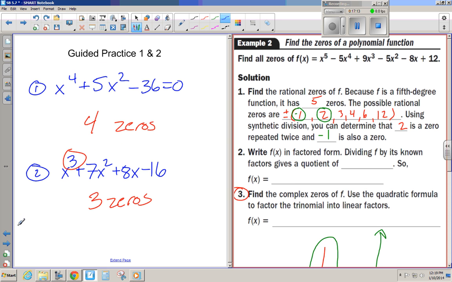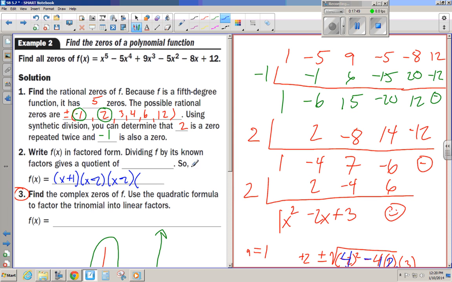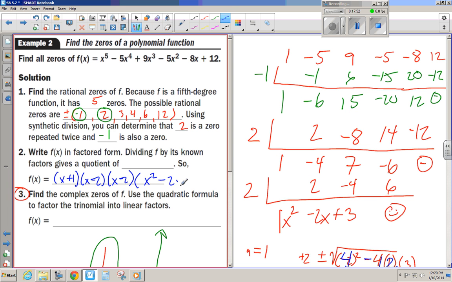All right, that was a lot of work. So find the complex zeros and use them to factor the trinomial completely. So we found all the zeros. The zeros are negative 1, 2, 2, and then 1 plus or minus i square root 2. But the factored form tells us that each of these now takes the opposite sign, so x plus 1, x minus 2, x minus 2, and then whatever we were left over with from synthetic division. That's how this is set up.